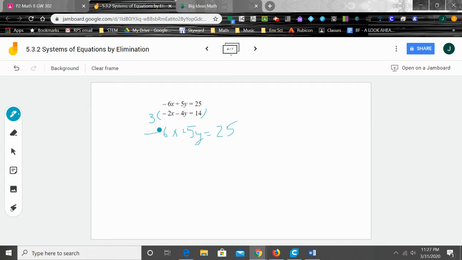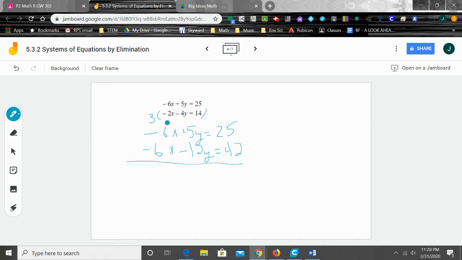So 3 times negative 2x is negative 6x. 3 times, really it's a minus 4y, so that would be minus 12y. 14 times 3 is 42. Okay, so now we're exactly where we were the other day. We now have coefficients that are the same. So now I have a minus 6x and a minus 6x.